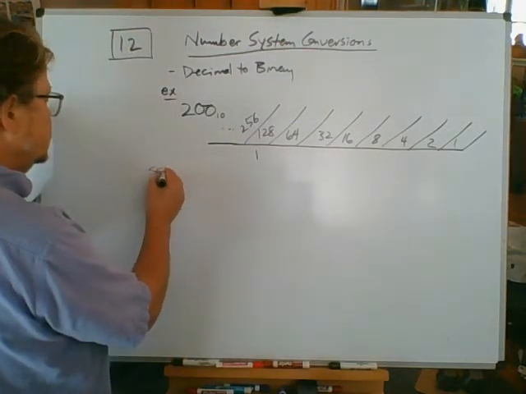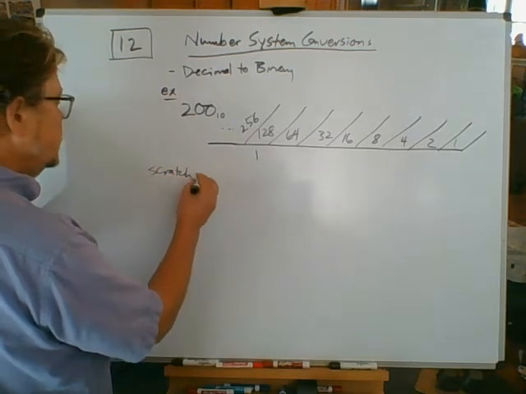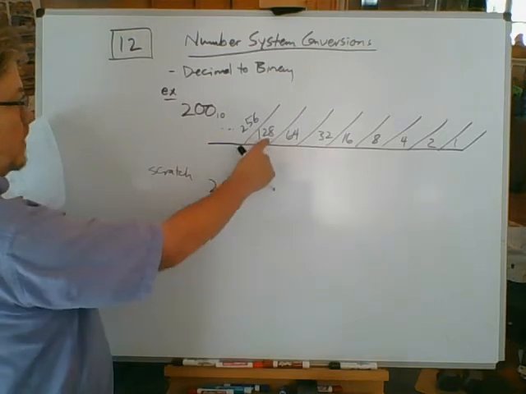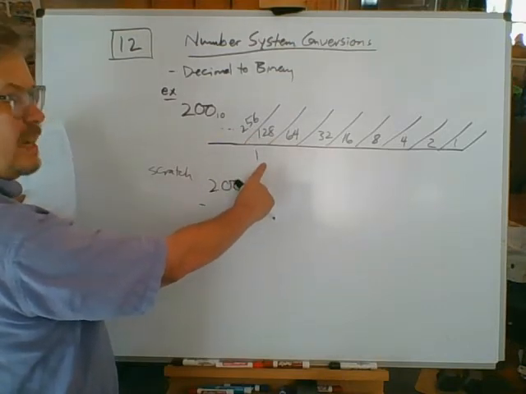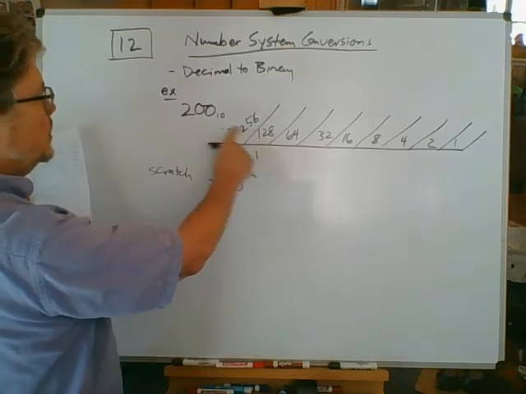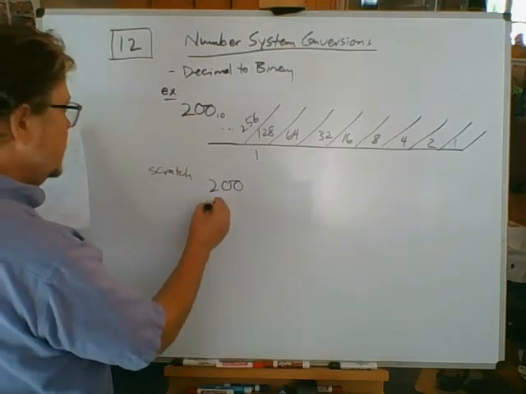Here's scratch work, S-C-R-A-T-C-H. Scratch this. 200 minus, I've already represented right here, that little one, dinky little one right there, by virtue of its place value, represents an entire 128 of the total of 200. 128.